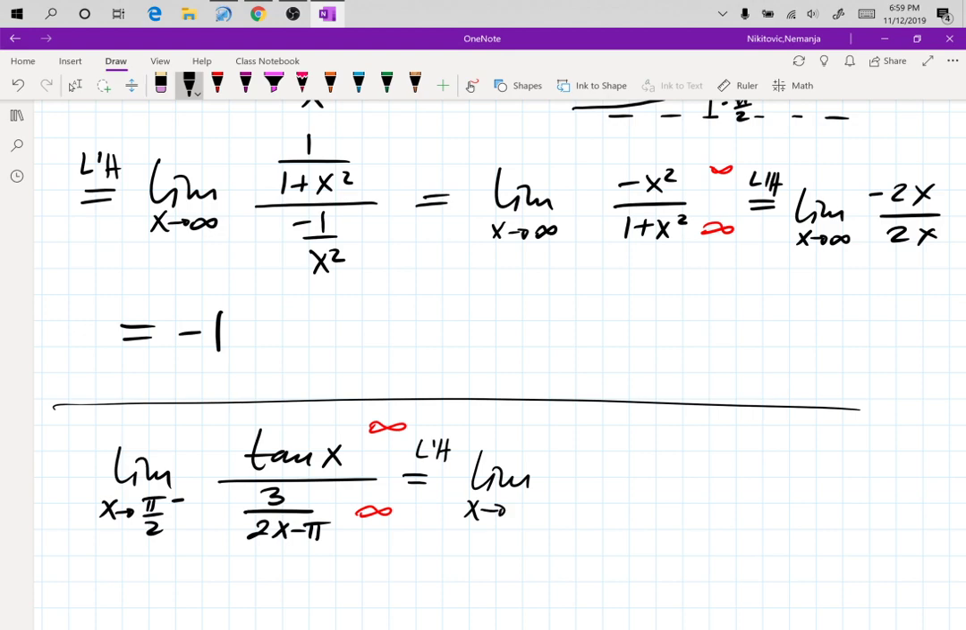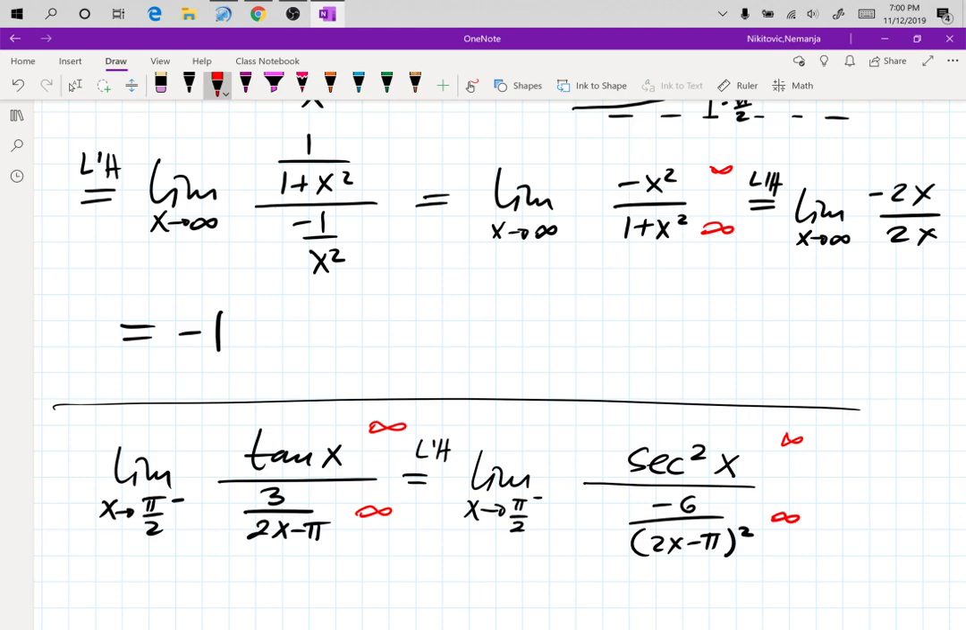So limit x goes to pi over 2 from the left. And now derivative of tangent is secant squared x. And the derivative in the denominator is going to be negative 6 over 2x minus pi squared. So now if you plug in pi over 2, secant is 1 over cosine. So this is 1 over cosine squared. Cosine of pi over 2 is 0. So we still have infinity over infinity.